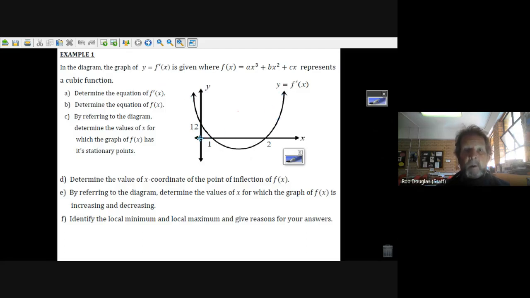You're given when x is 0, y is f prime of 0 is 12. You're given that f prime of 1 is 0 and f prime of 2 is 0. So what you're kind of given there is they must be turning points because it's where the derivative is equal to 0. But let's get the equation of f prime of x.